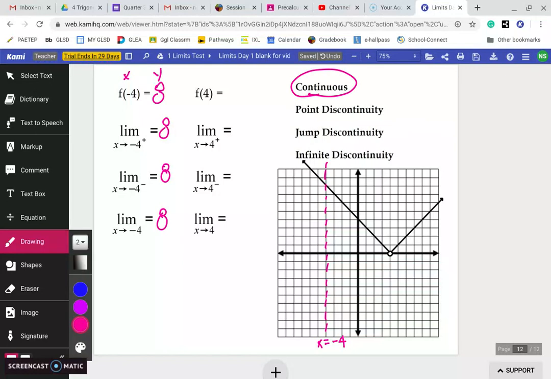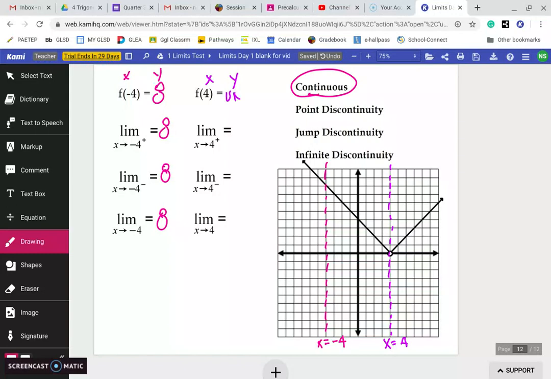Now for the other one, where x is 4, that's going to be here. And so now my value is supposed to be where the closed dot is. Well, there is no closed dot. There's no space at all on this graph that crosses that dotted line. So this is actually undefined.